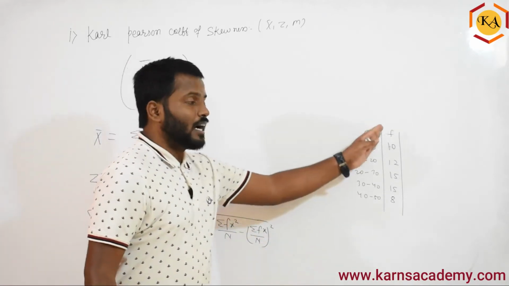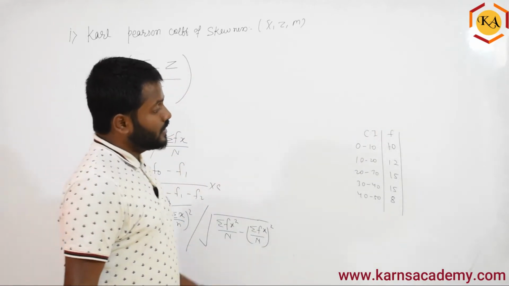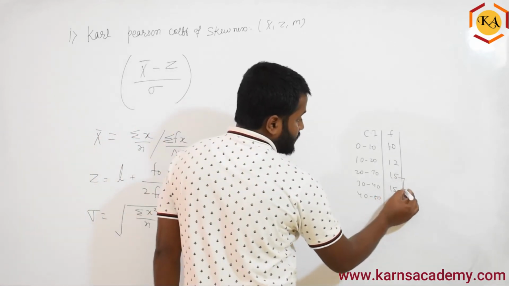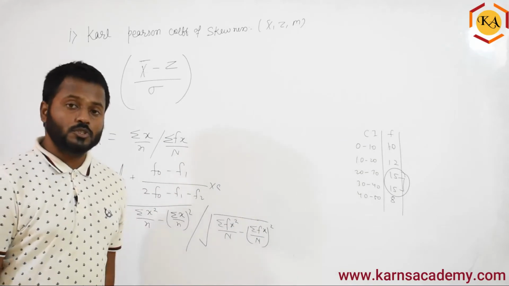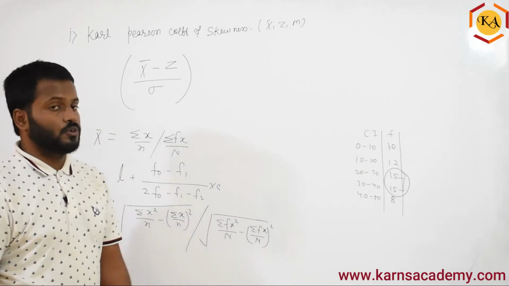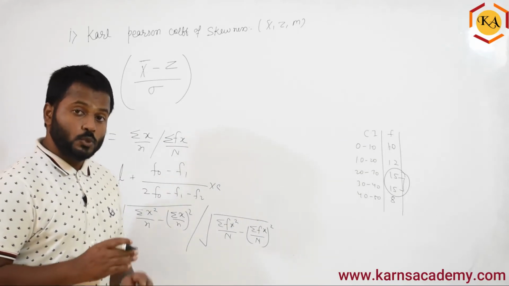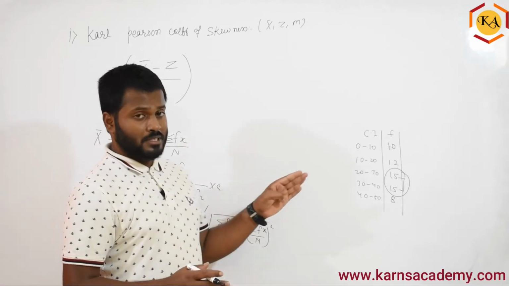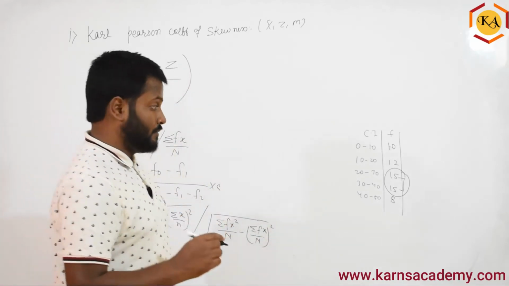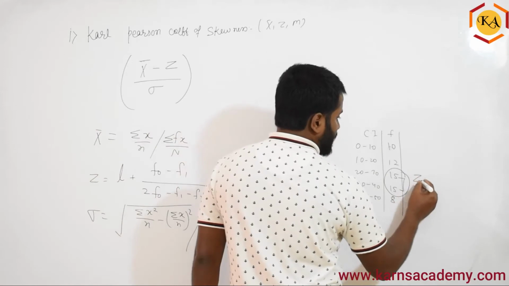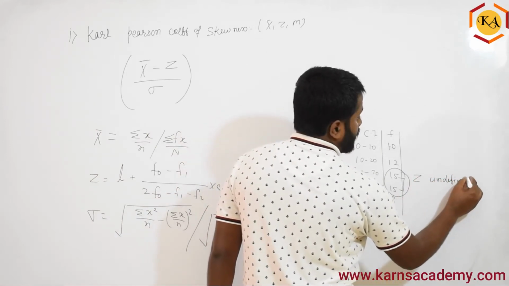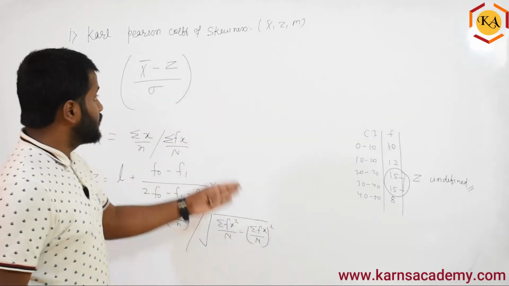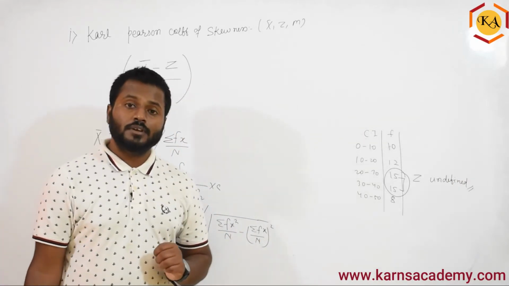Generally you select the highest frequency, right? But here you can see there are two highest frequencies, so you cannot select which one to take for the mode. Whenever there are two highest frequencies in the data, mode is undefined. So in this condition, mode is undefined. Now what do we do? Suppose this type of data comes, how do we find this? We cannot find this, right?